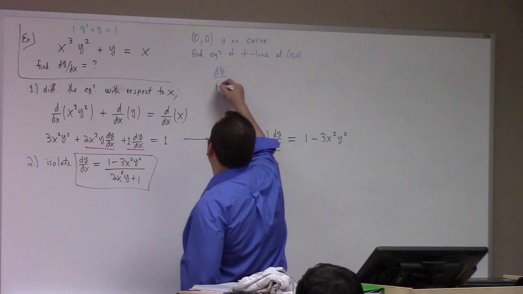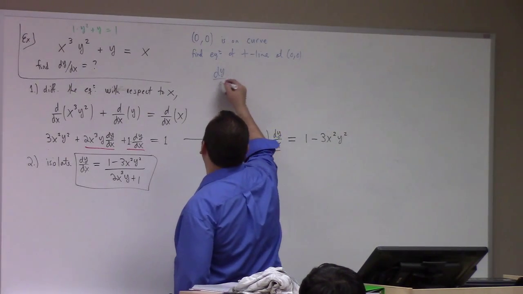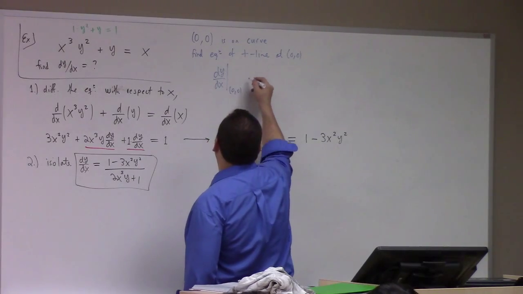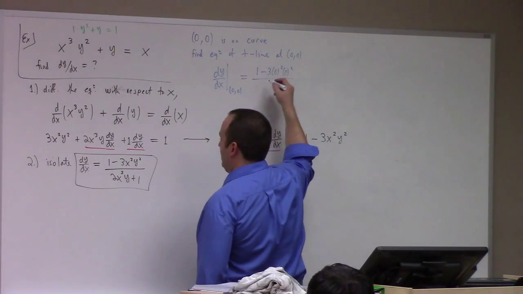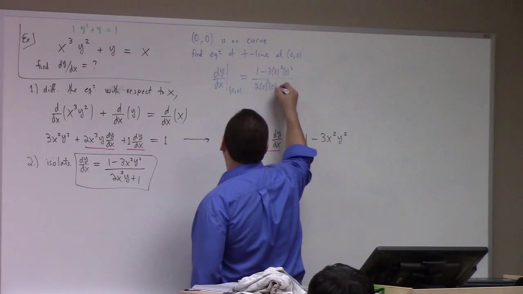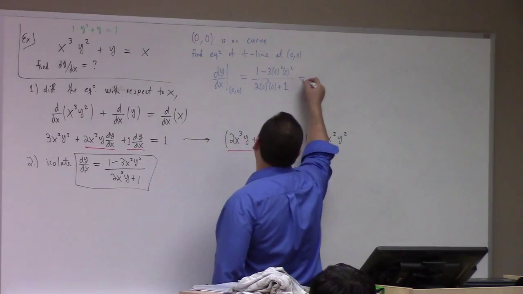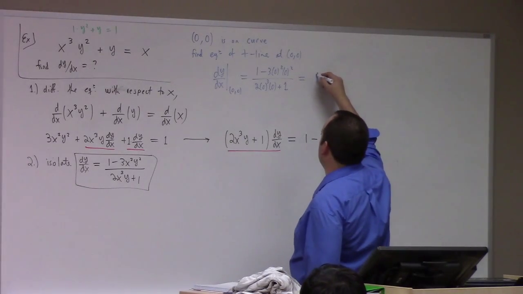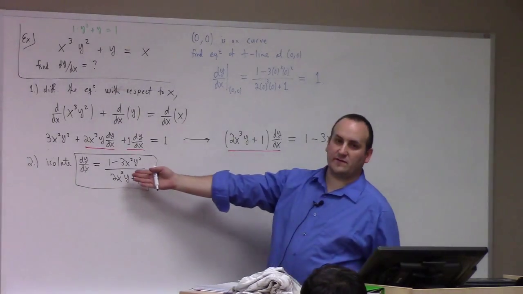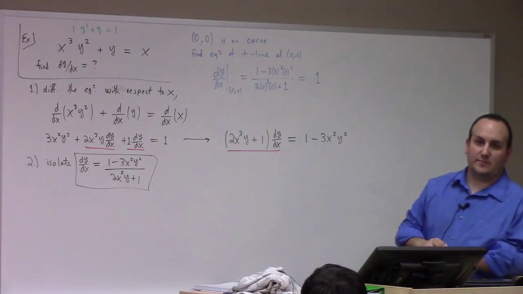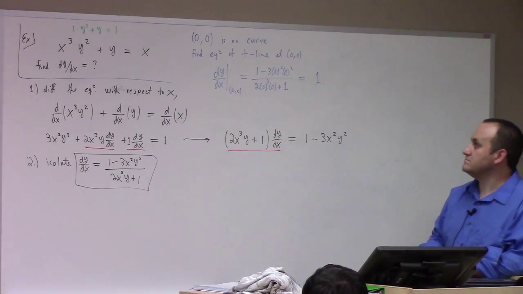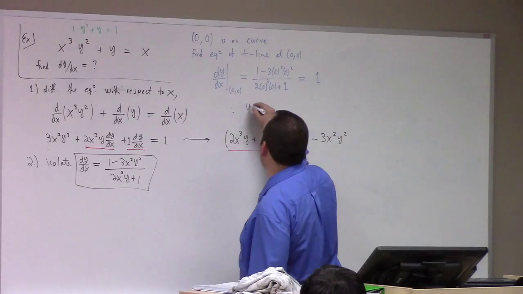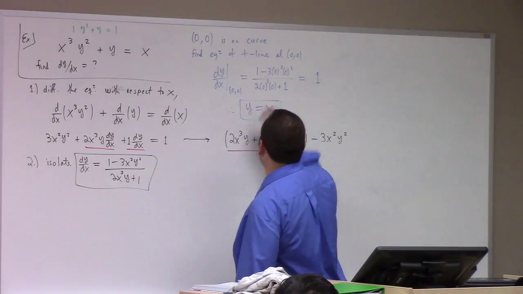So first things first, we calculate the slope, dy/dx, at the point (0, 0). So I take 1 minus 3 times 0 squared divided by 2 times 0 cubed. I'm writing these zeros, but I don't really need to, do I? You can see the slope is what? If you plug (0, 0) into dy/dx, you get 1 plus 0 over 0 plus 1. So the slope of the tangent line is 1. So what's the equation of a line with slope 1 that goes through the origin? Yeah, I heard y equals x. There you go. That's the tangent line.